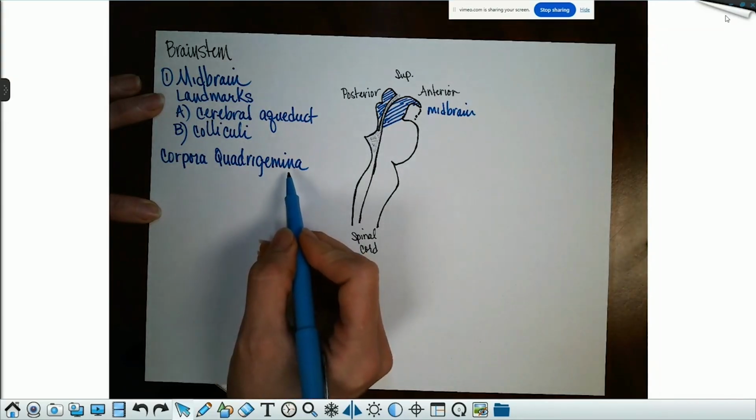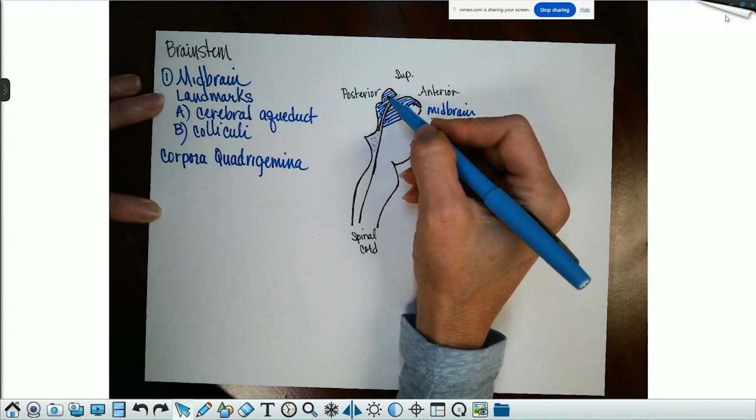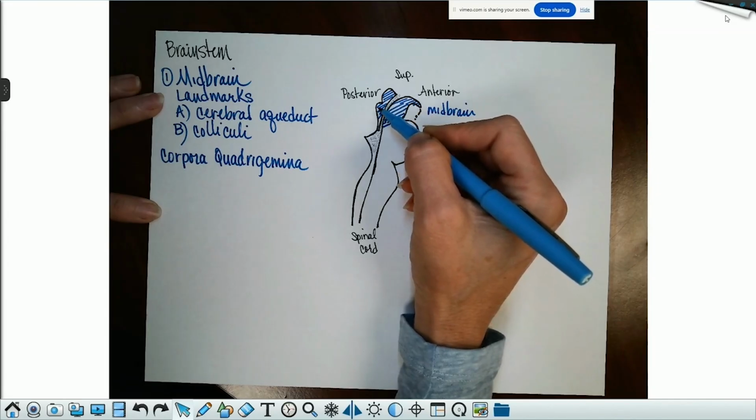Gemini, think about the zodiac sign. They're placed in twins. So the 2 that are up on the top are the superior colliculi, and they have the same function. They're involved in visual tracking, and the 2 bumps at the bottom have the same function. They're involved in auditory tracking.